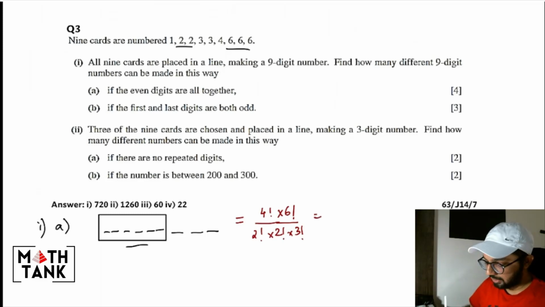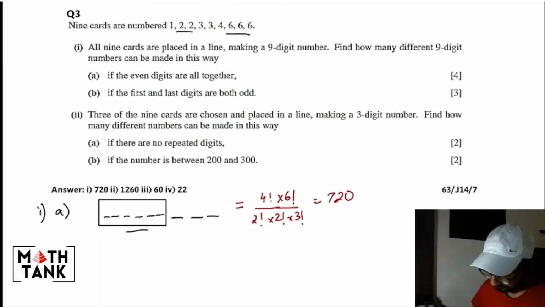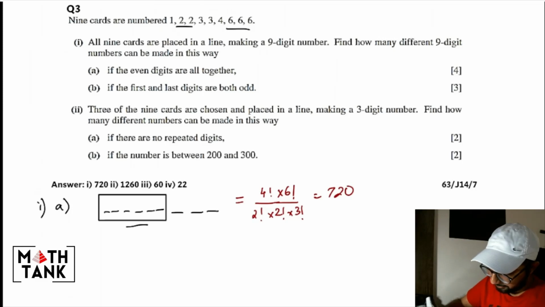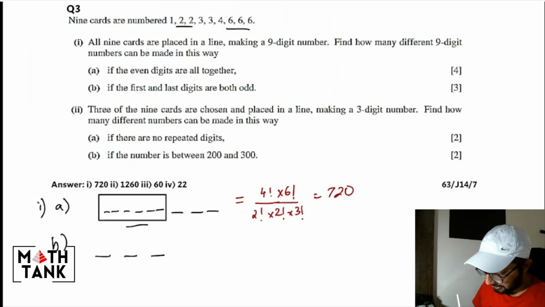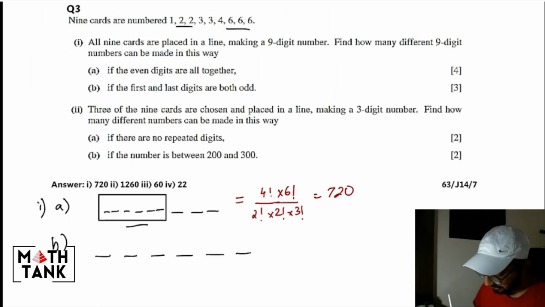That gives me 720. Part B says if the first and last digits are both odd. Okay, so I need to place an odd number right at the start and at the end as well. So that sort of tells me that there might be a few cases involved. So I'm going to just think about the cases once I put in the dashes.